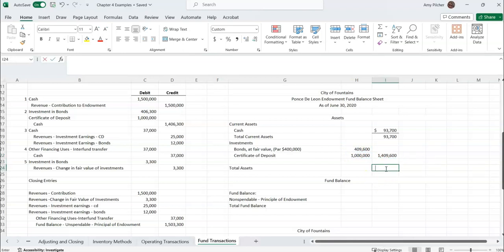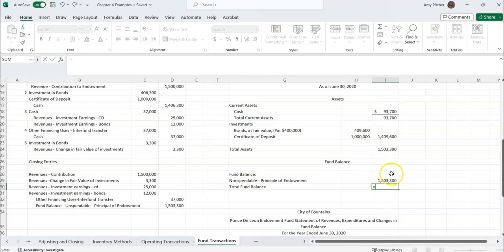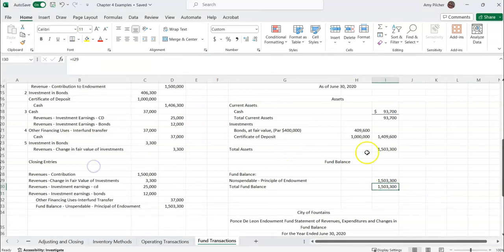And adding them together, we have total assets of $1,503,000, which is then also the non-spendable principal of our endowment. So our balance sheet balances.